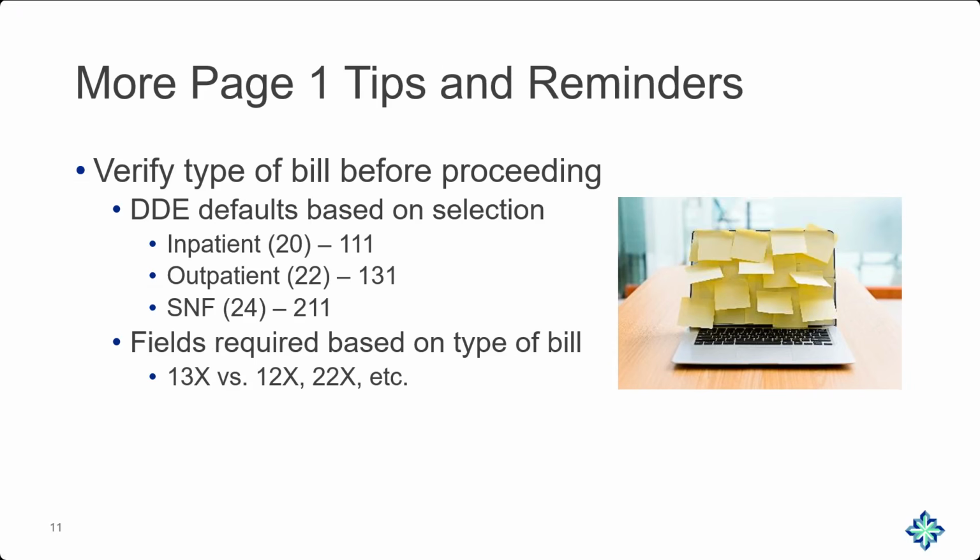Now, your vendor may personalize your system for you. So if you're a critical access hospital and you choose outpatient, it may automatically default to an 851, and that's been customized by your vendor. So keep that in mind. Depending on the type of bill, your cursor is going to skip fields that are not required when you use the tab key. So that type of bill is important to open or not open those corresponding fields.